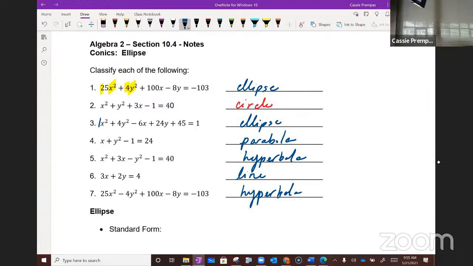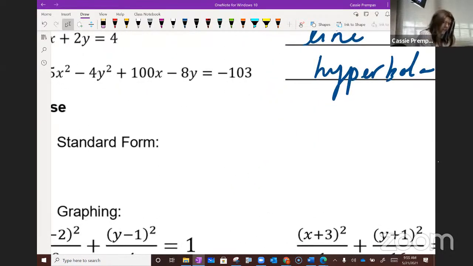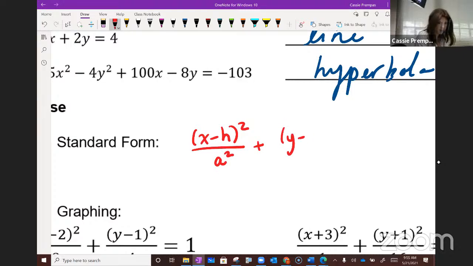An ellipse is basically like an oval. It's an elongated circle. And you're going to find that the standard form of an ellipse looks similar to that of a circle. So here it is. I'm going to give it to you, and then we'll focus on what the pieces mean. Standard form of an ellipse looks like (x minus h) squared divided by a squared plus (y minus k) squared divided by b squared is equal to just the number 1.